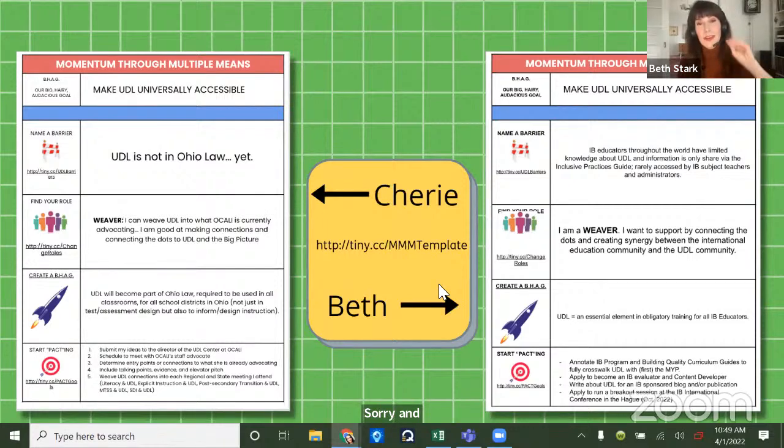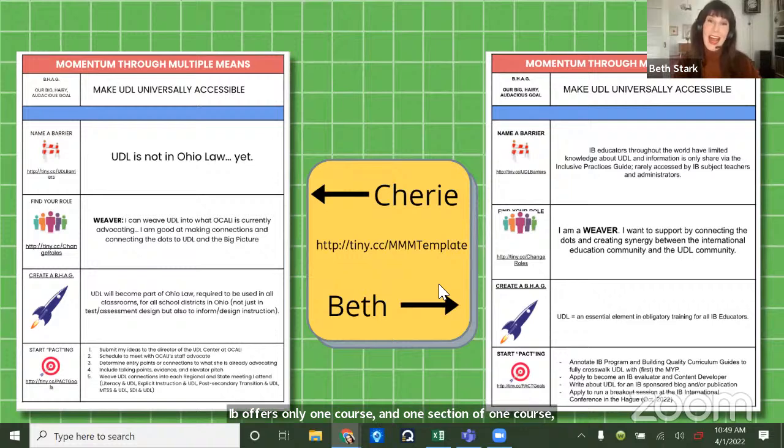But you will never see Universal Design for Learning in any other documents, and it's not offered explicitly in any other training that the IB offers. Only one course and one section of one course about inclusive learning. I took that course, and guess who was there? People just like me. Learning support coordinators, people with a special education background.